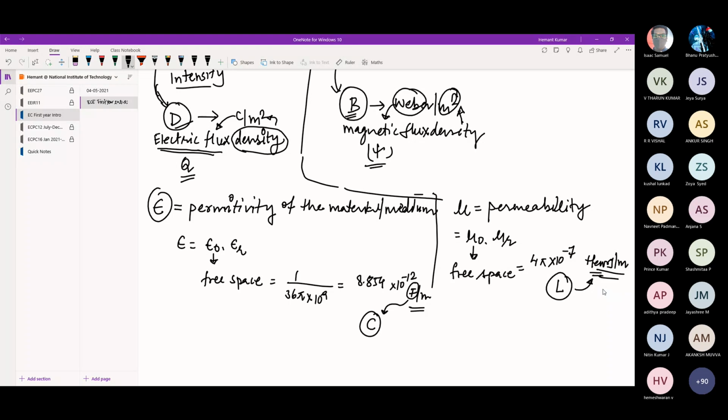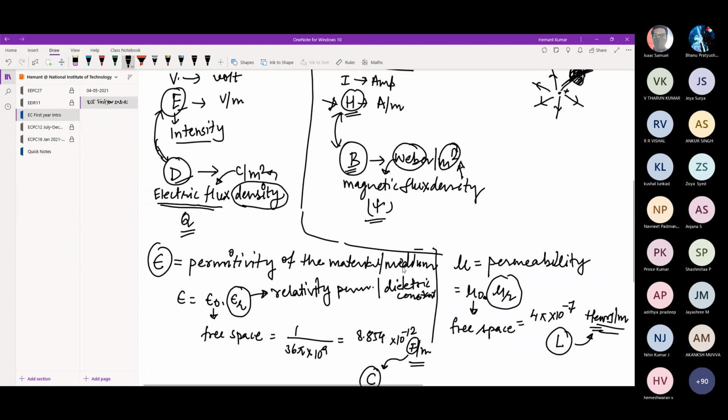Okay, and what about this epsilon r? Epsilon r is the relative permittivity, also called the dielectric constant of the medium, or it depends on the medium. It varies from medium to medium. Similarly, this mu r relative permeability depends on the medium material. It varies with respect to that particular medium or material. Okay. So this is how epsilon and mu relate E and D and H and B.